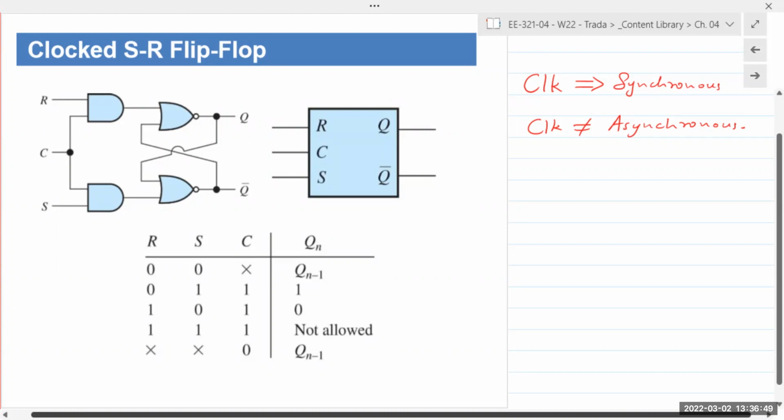So AND gate: 0, 0, output is 0. 0, 1, output 0. 1, 0, output is 0. The only case when the output is 1 is if both inputs are high, or both inputs are 1. So if you have an AND gate here, it doesn't matter what value R or S takes, as long as C is 0, nothing is going through. And hence, when C is 0, when the clock input is 0, or when there is no clock, it doesn't matter what R and S are. The output is going to remain at the previous state, whatever the previous value was.